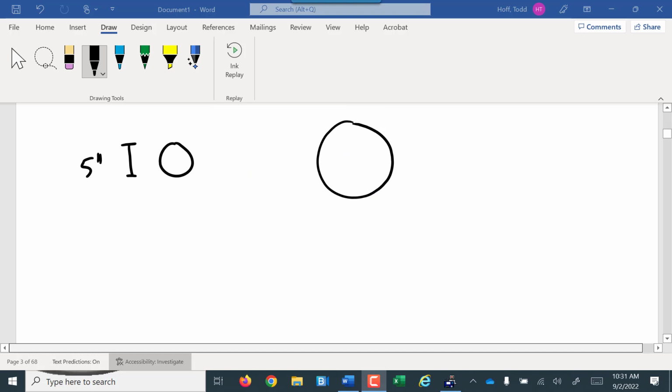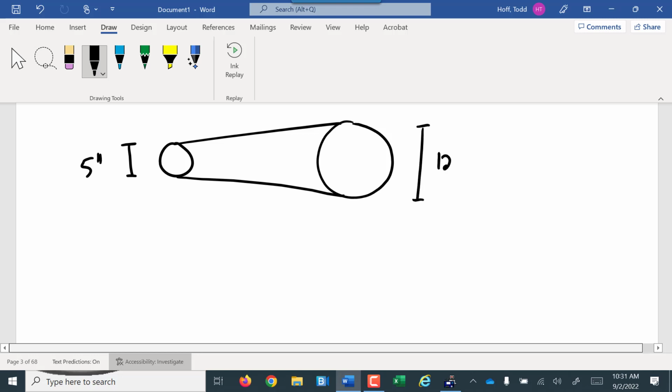Okay, so I'm going to have you guys try one in your notes here. We have a variable speed motor with a 5-inch pulley on it attached to a machine with a 12-inch pulley that needs to operate at, let's go 750 RPM. Find what RPM the motor should be set at to get as close as possible to that 750.